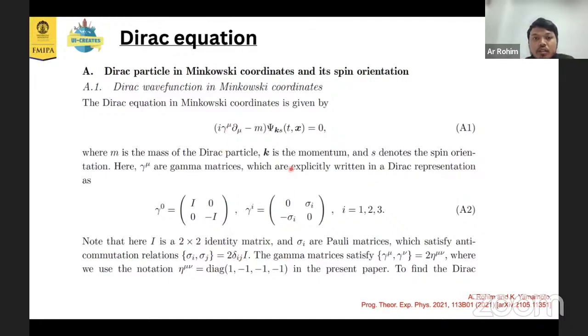Okay, if we work in Minkowski spacetime, the gamma matrices satisfy these anti-commutation relations. But if we work in general spacetime, we may write this eta mu nu as g mu nu. And in this case, we use eta mu nu equals diagonal of 1, minus 1, minus 1, minus 1. Okay. So far, any questions? No, I think. Yeah, I think most of you have already taken the general relativity course, maybe.